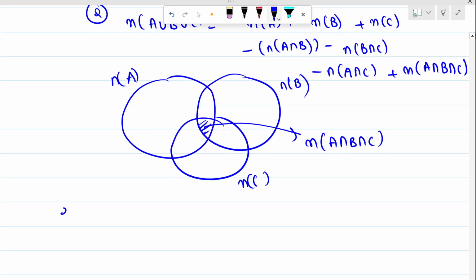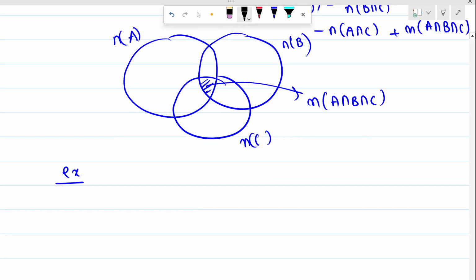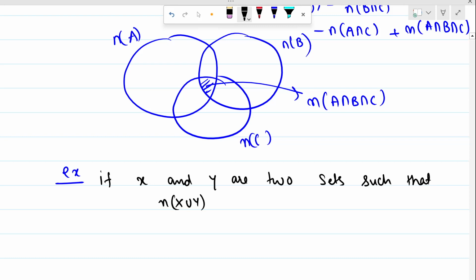So let's take an example. We have x and y are two sets such that x union y has 50 elements, x has 28 elements, and y has 32 elements.